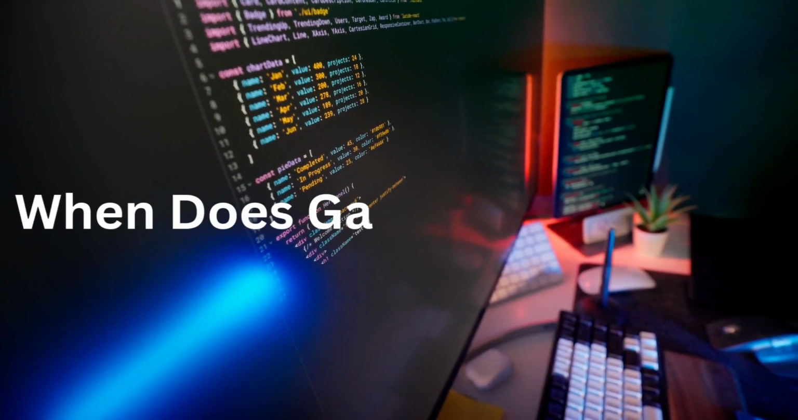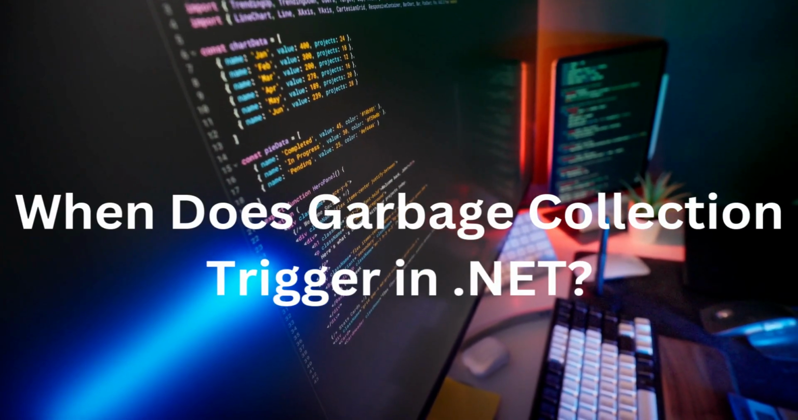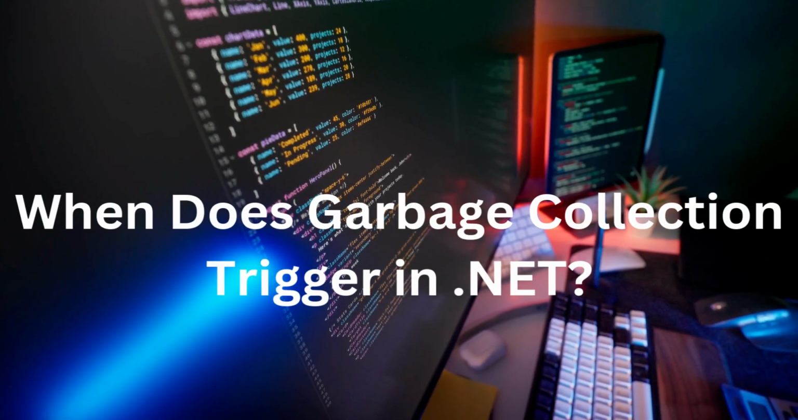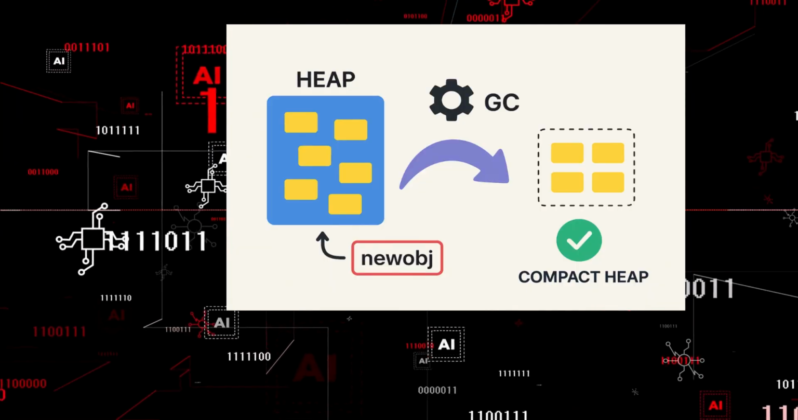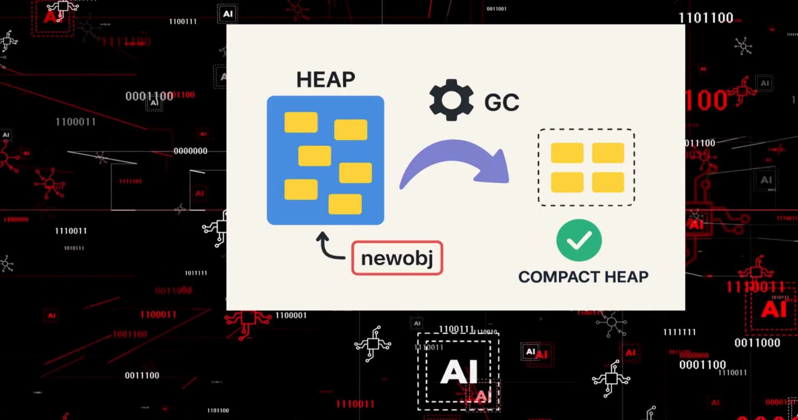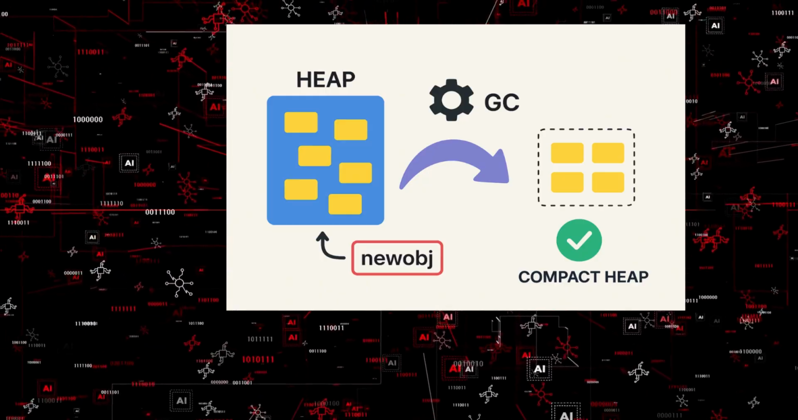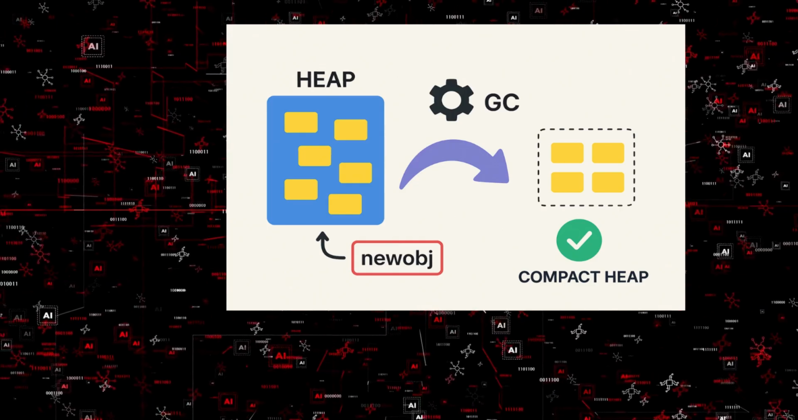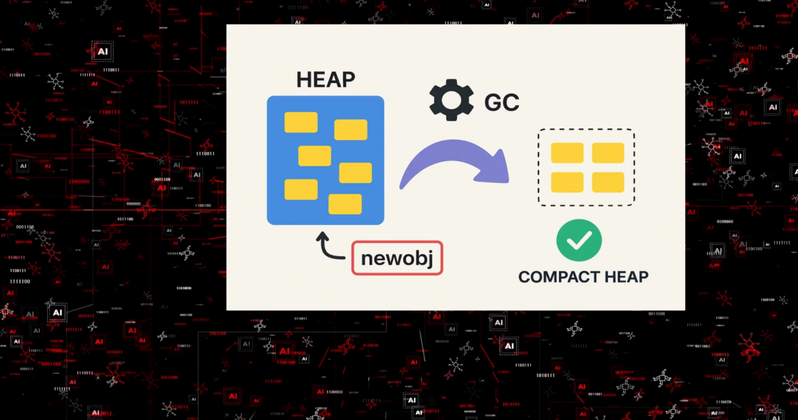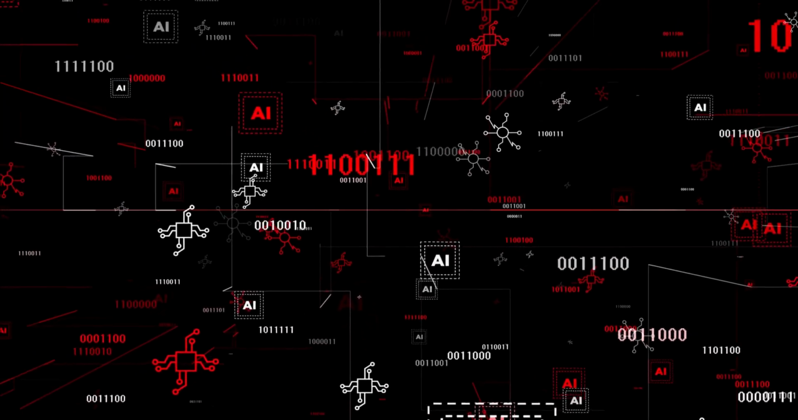When does garbage collection trigger in .NET? As your application keeps allocating objects, the managed heap can eventually fill up. When the runtime encounters the newobj instruction but finds insufficient memory, the garbage collector automatically steps in. It scans for unreachable objects, reclaims their space, and compacts the heap for efficient reuse. That's the core rule of garbage collection. It only runs when memory is needed.